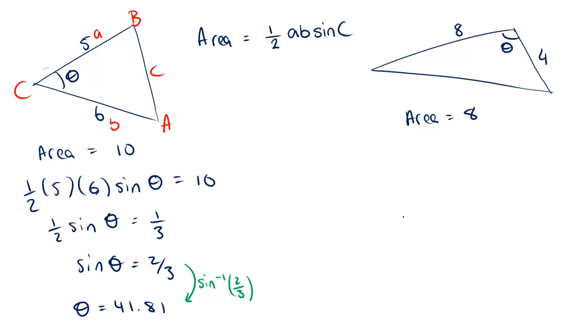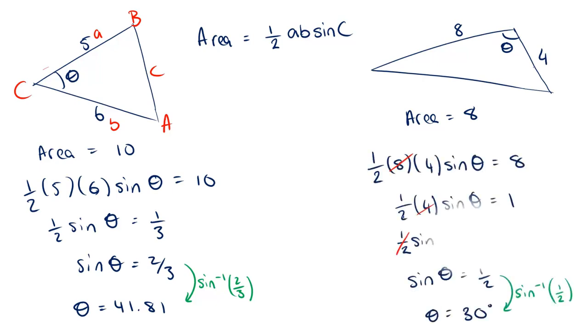Okay, so if you have had a go, you should have done something like so. So building the equation, set it all equal to 8, divide through by 8, you get 1, divide through by 4, you get a quarter. A quarter divided by half is a half, inverse sine of a half, and you get an angle of 30. Well done if you managed to get that.